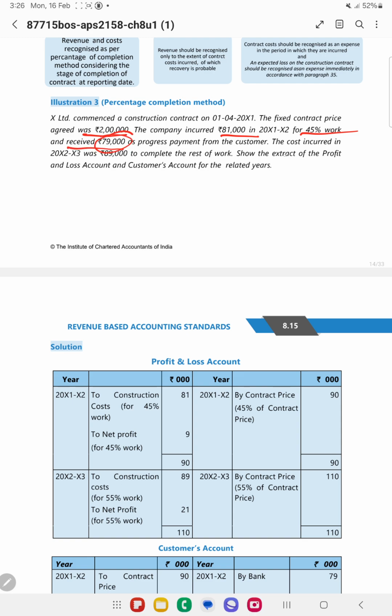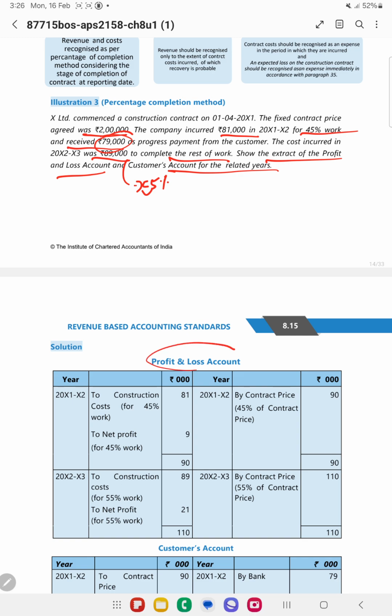So now we need the cost incurred in year 2/3, that is next year, it is 89,000 to complete the rest of the work. So rest of the work is how much? That is 55% work. For the remaining work to complete, they have incurred 89,000. Show the extract of the profit and loss account and the customer's account.